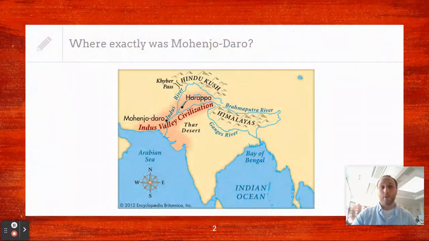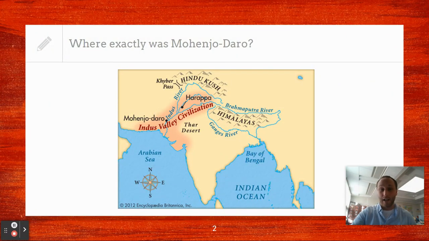So let's start real quick with where exactly was Mohenjo-Daro. Mohenjo-Daro, remember, is a city in ancient India. So right here in the image, you see the Indus Valley Civilization, which is highlighted in that orange color. Then we see Harappa and Mohenjo-Daro, which were the two main cities of the Indus Valley Civilization. And the Indus River, which we know is the most important river, flowed right through Mohenjo-Daro and Harappa. So that's where a lot of our first civilization would have happened in India. The Indus River flows back down here into the Arabian Sea.